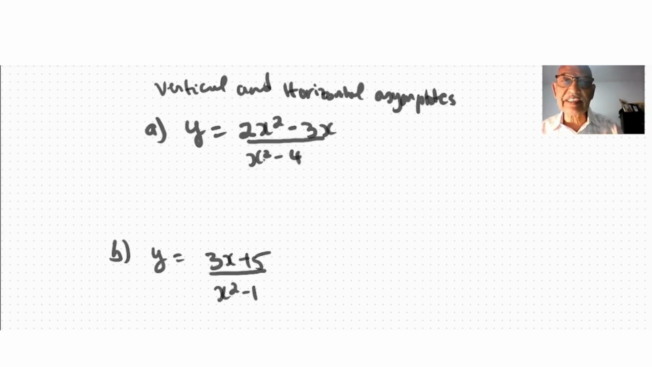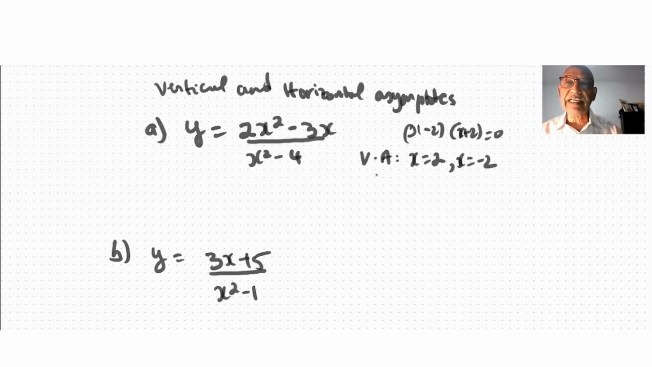So in this case, if we solve x squared minus 4, the vertical asymptotes will be x squared minus 4 will be x minus 2 and x plus 2, and this will be equal to 0. Therefore, my vertical asymptotes will be x equal to 2 and x equal to negative 2. So vertical asymptotes are whatever makes the denominator equal to 0.